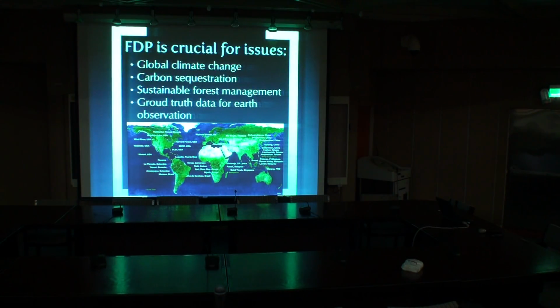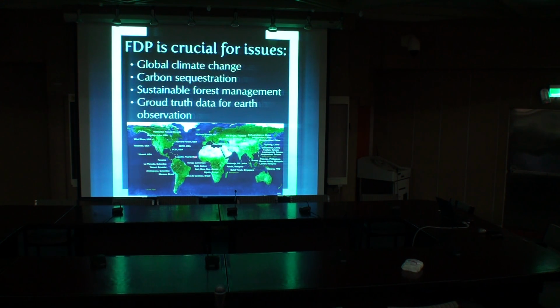And with this plot data, what can we do? Scientists can understand the dynamics of the forest, for example, forest growth, mortality, and recruitment. And using this data, scientists can understand how global climate change affects forest growth and carbon sequestration in forest ecosystems, and most importantly, support sustainable forest management. And this plot data can be ground truth data for Earth observation.